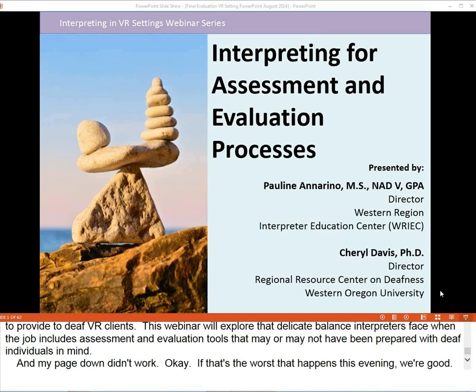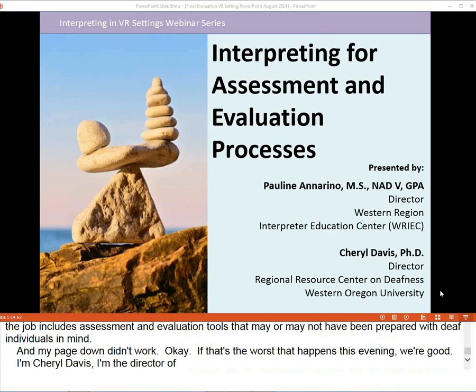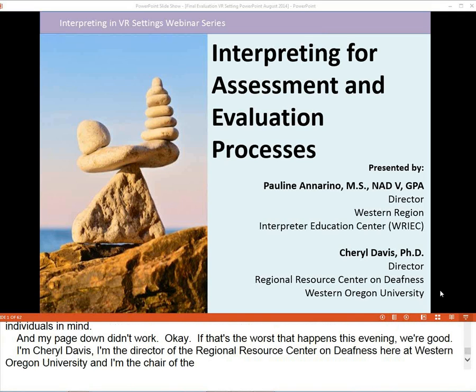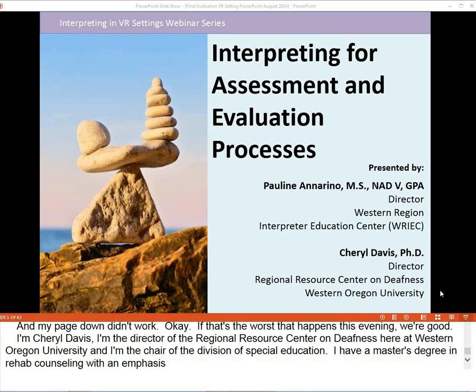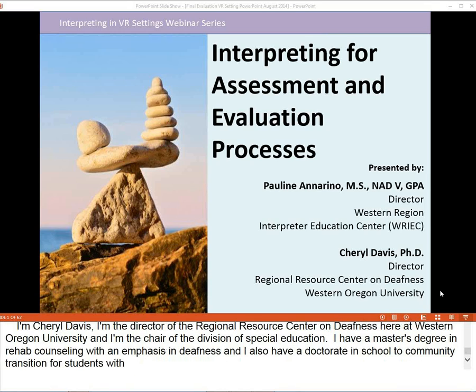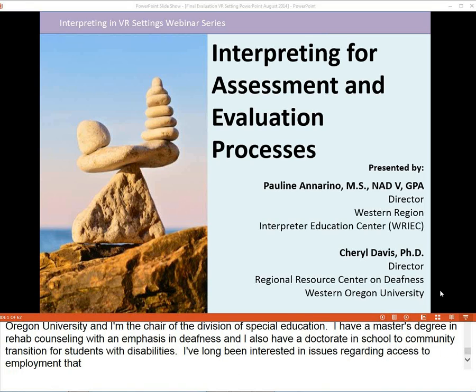I'm Cheryl Davis. I'm the director of the Regional Resource Center on Deafness here at Western Oregon University, and I'm the chair of the Division of Special Education. I have a master's degree in rehab counseling with an emphasis in deafness, and I also have a doctorate in school to community transition for students with disabilities. I've long been interested in issues regarding access to employment that deaf and hard of hearing individuals face.